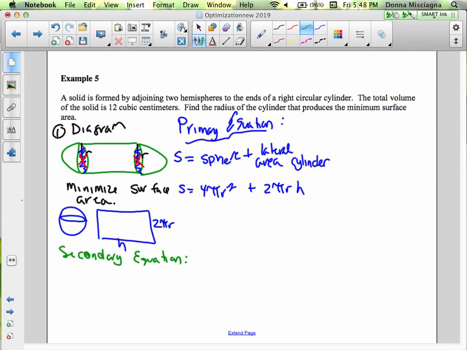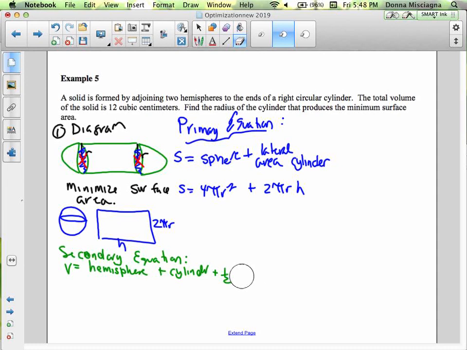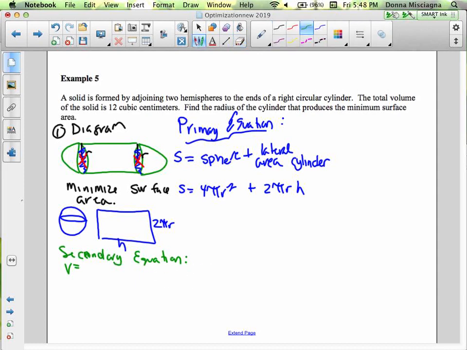The volume, just add up the two volumes. So the volume is going to be a hemisphere, or half a sphere, plus a cylinder plus another half a sphere. Well, a half a sphere and a half a sphere, or a hemisphere and a hemisphere, add up to a whole sphere. So you've got the volume of a sphere plus the volume of a cylinder. Nobody cares that one's on top of the other.